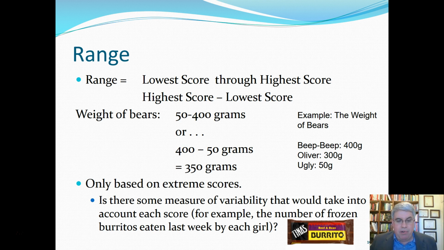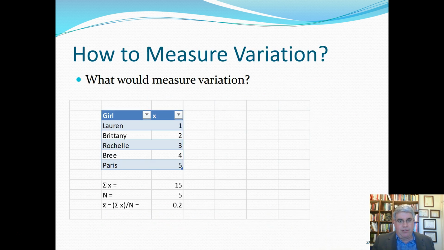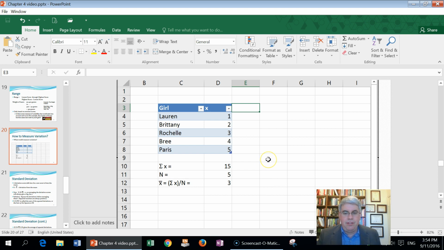For example, the number of frozen burritos eaten last week by each girl. So the question is, what value would give us a measure of how much the variation is? One idea that we could do is we could subtract the average from each score, and see how far it varies from the mean score, and then take the average. So let's try that. Let's go for x minus the average. So I'm going to write this column title as x minus.